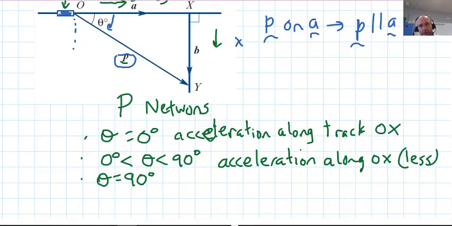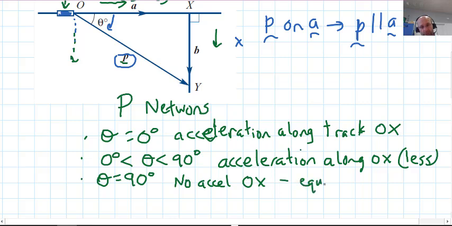If theta is 90, so if the force is out here now, basically there is no influence along it, no acceleration along OX, and it will stay in equilibrium in that direction. It won't go left, won't accelerate left, won't accelerate right. And that's assuming it doesn't get pulled off its track or anything like that.